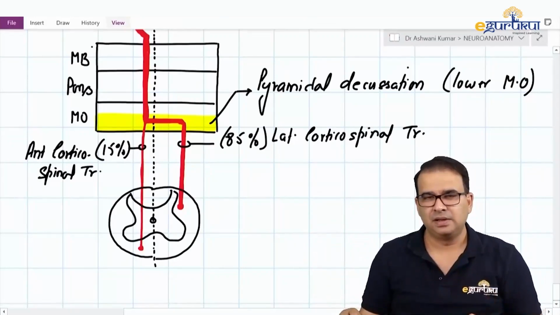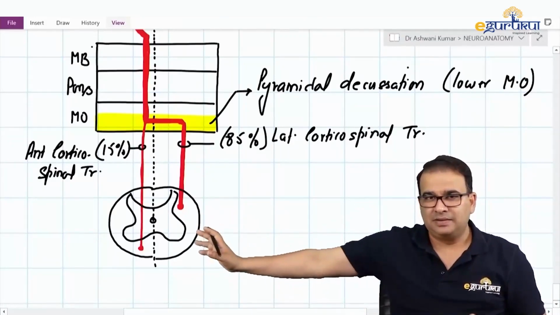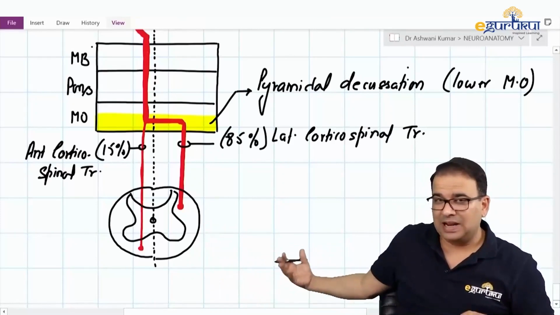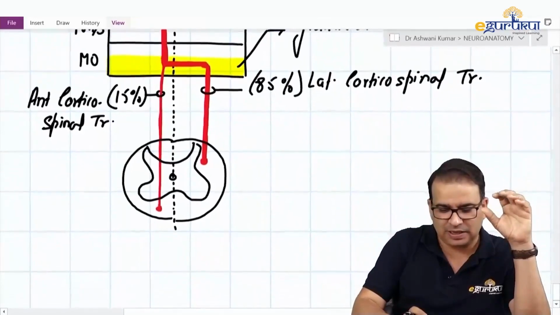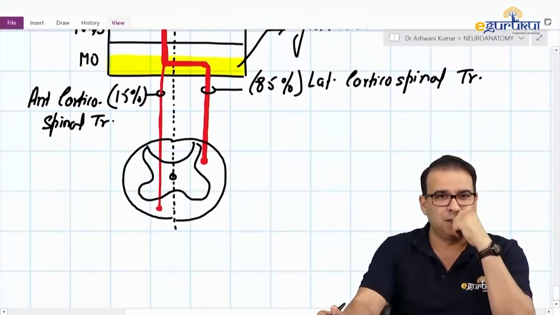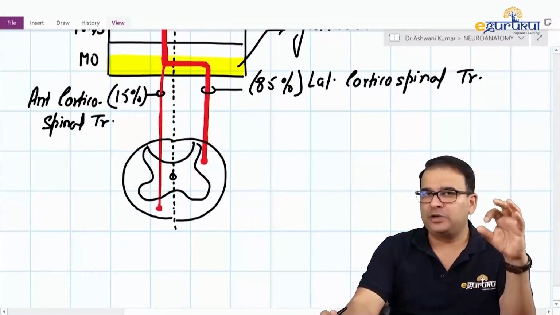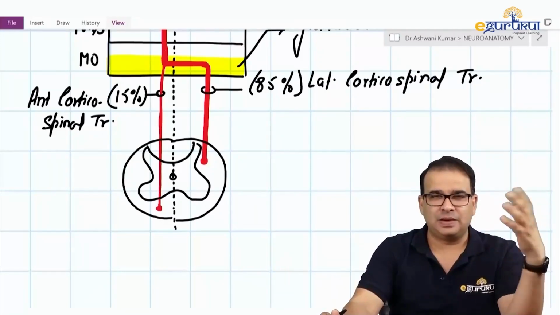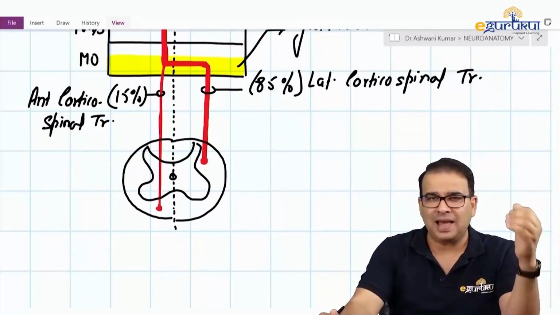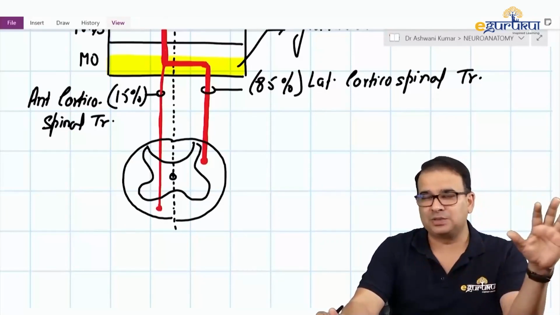85, 15. They reach the white matter of the spinal cord. Still not out. We still have to supply the muscle outside. Now this is the interesting part, guys. 85 are decussating and 15 are not decussating. This is only true when we talk at the level of the brainstem. We say 85% fibers are decussating, 15 are not, because in actual fact, everything decussates.